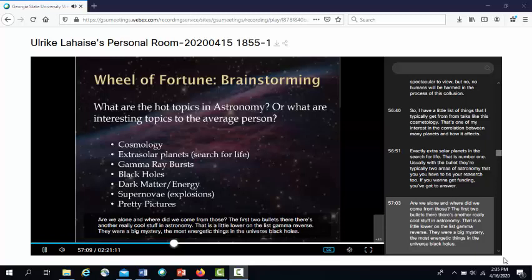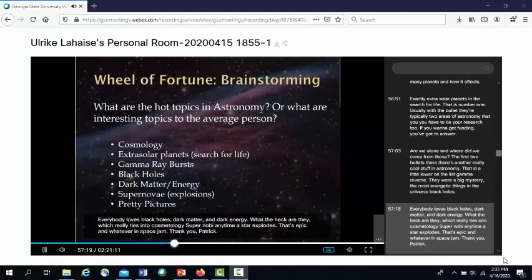There's some other really cool stuff in astronomy that is a little lower on the list. Gamma ray bursts, they were a big mystery, the most energetic things in the universe. Black holes, everybody loves black holes. Dark matter and dark energy, what the heck are they? Which really ties into cosmology. Supernovae, anytime a star explodes, that's epic. And Space Jam, thank you, Patrick.